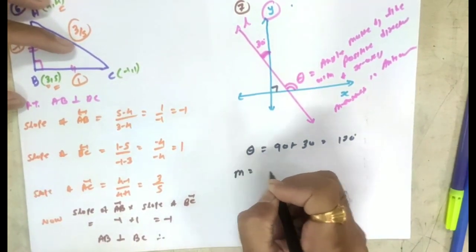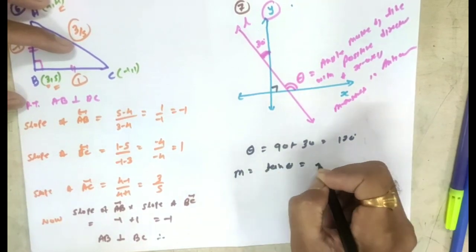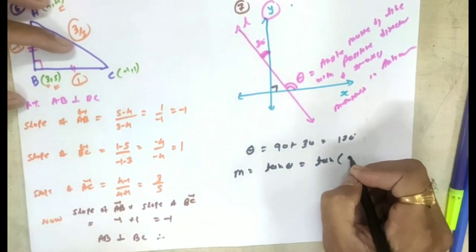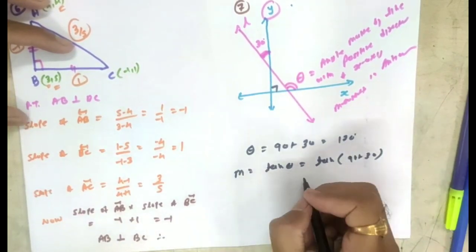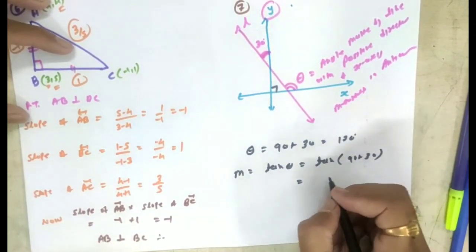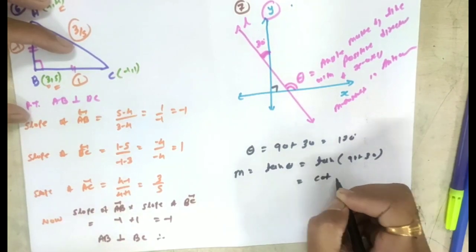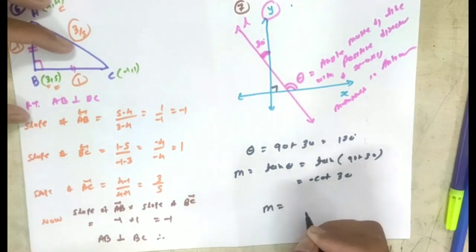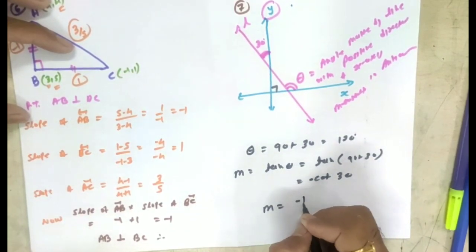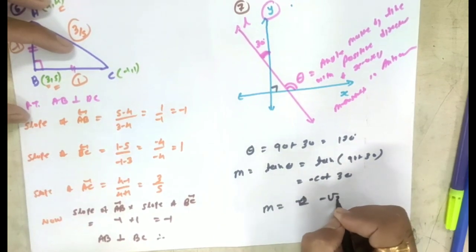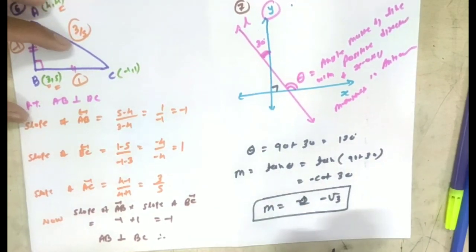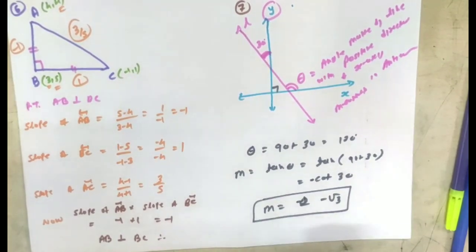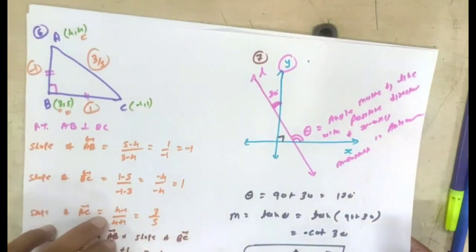According to our definition, m is equal to tan theta. And tan theta is nothing but tan of 90 plus 30. So 90 plus 30 will be our second quadrant. Tan becomes cot, and in the second quadrant it will be minus cot. So m is equal to minus cot 30, which is minus the reciprocal of 1 upon root 3. It's minus root 3. Minus root 3 is the slope of this given line. This is your question number 7.